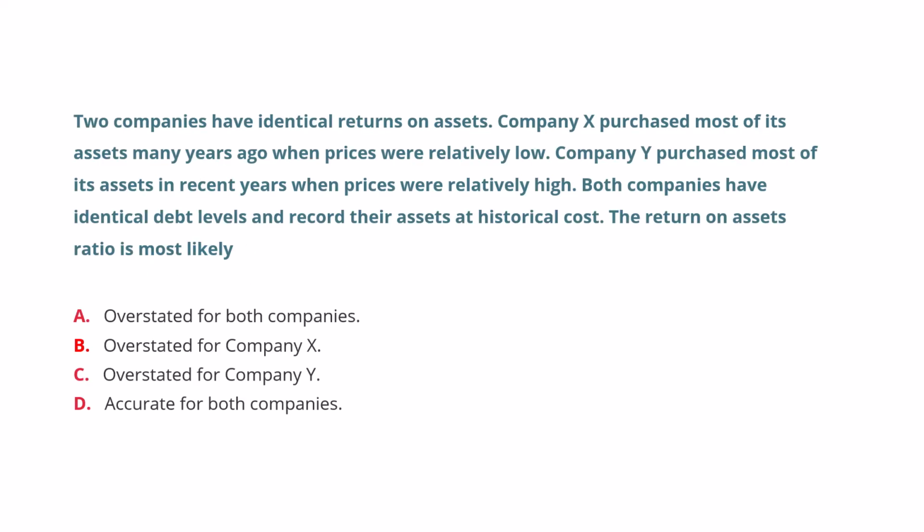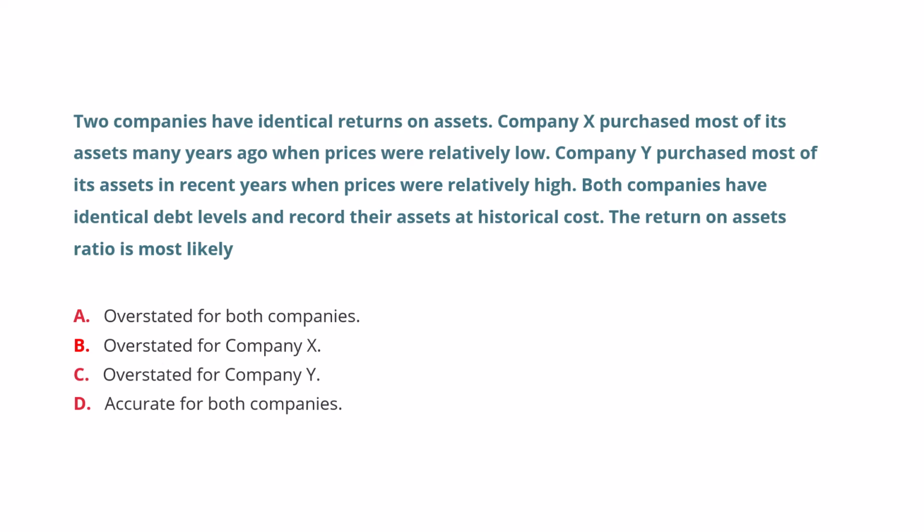Two companies have identical return on assets. Company X purchased most of its assets many years ago when prices were relatively low. Company Y purchased most of its assets in recent years when prices are relatively high. Both companies have identical debt levels and record their assets at historical cost. So what is the return on assets ratio most likely in this case?